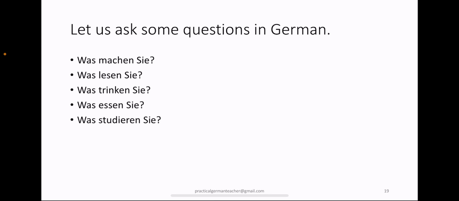Then was lesen Sie, it means what are you reading. Was trinken Sie, it means what are you drinking. Was essen Sie, of course, what are you eating. And then was studieren Sie, what do you study or what are you studying. All right. If you see, the grammar is quite obvious. So at the first position you have the W word, at the second position you have the verb, and just before the question mark, you have the subject.